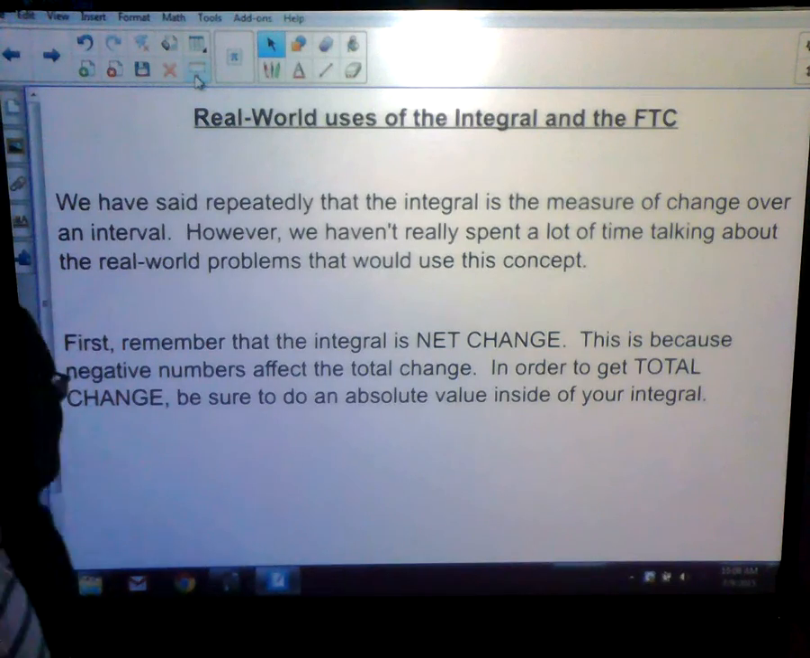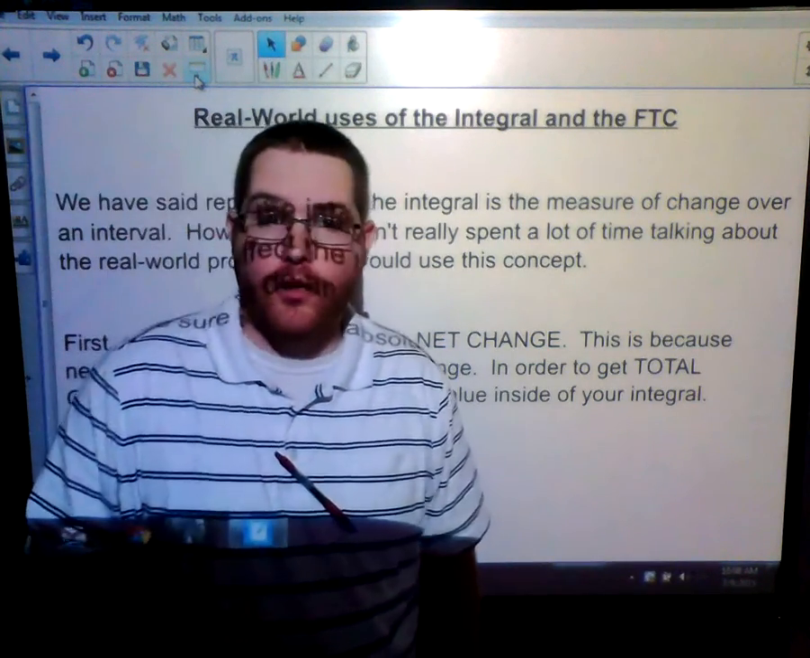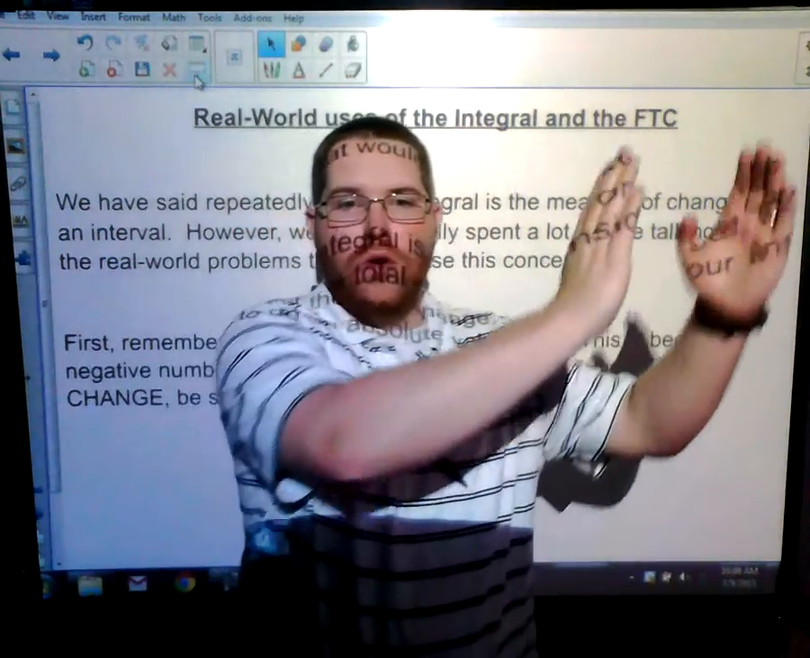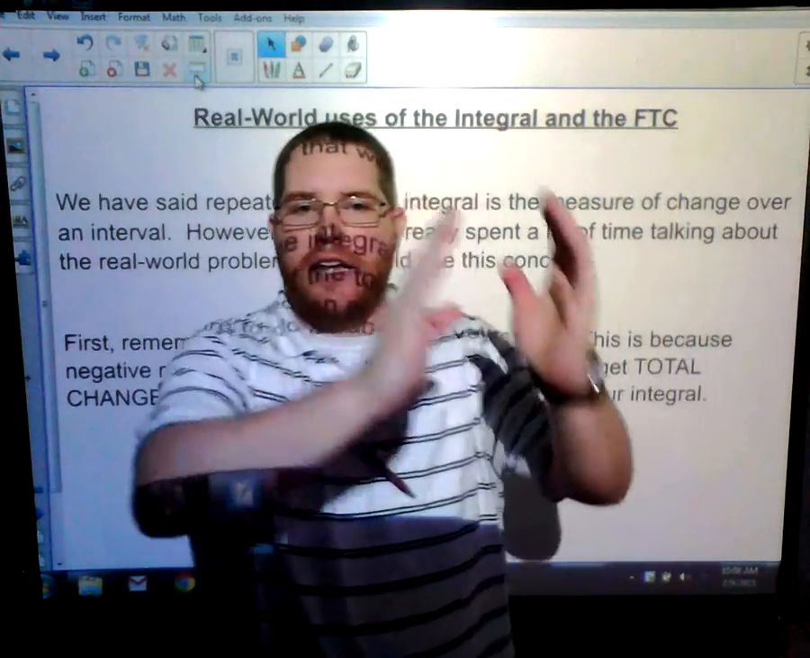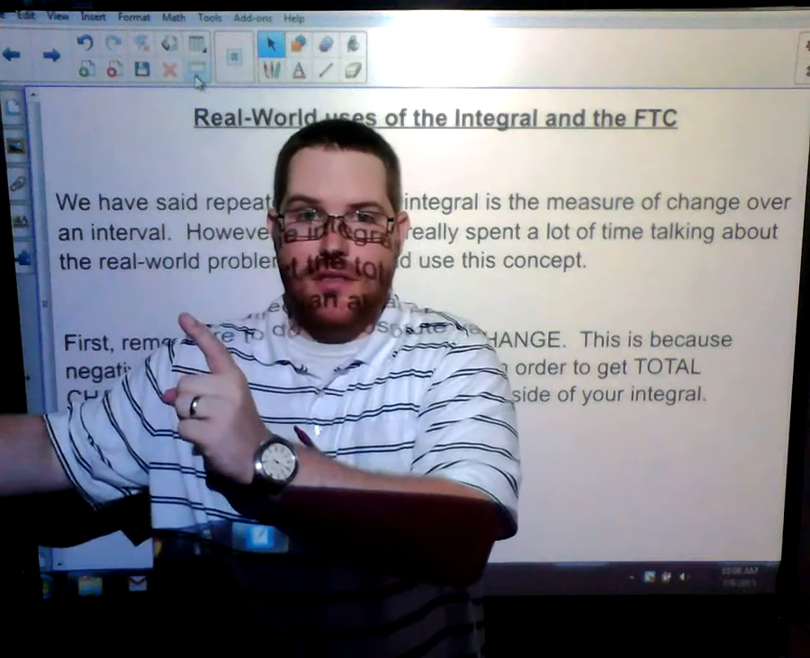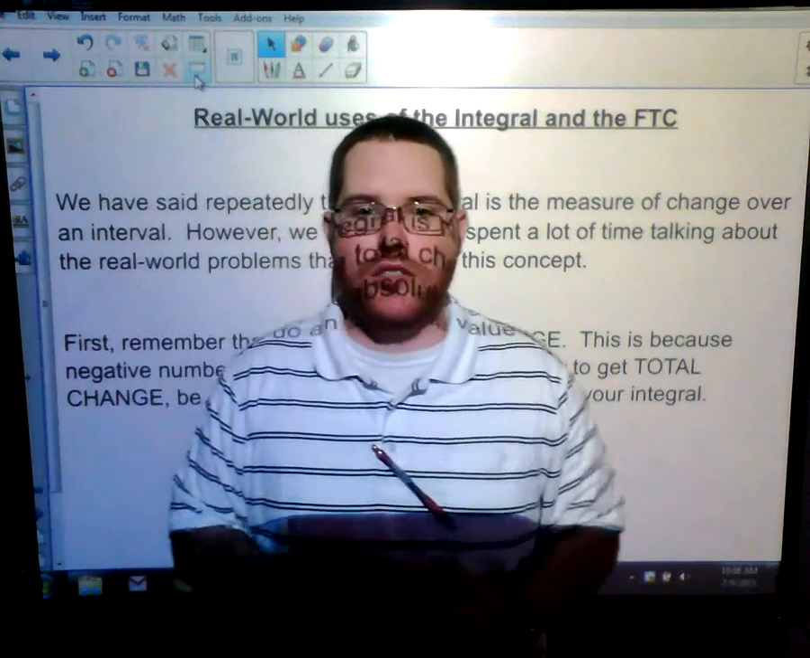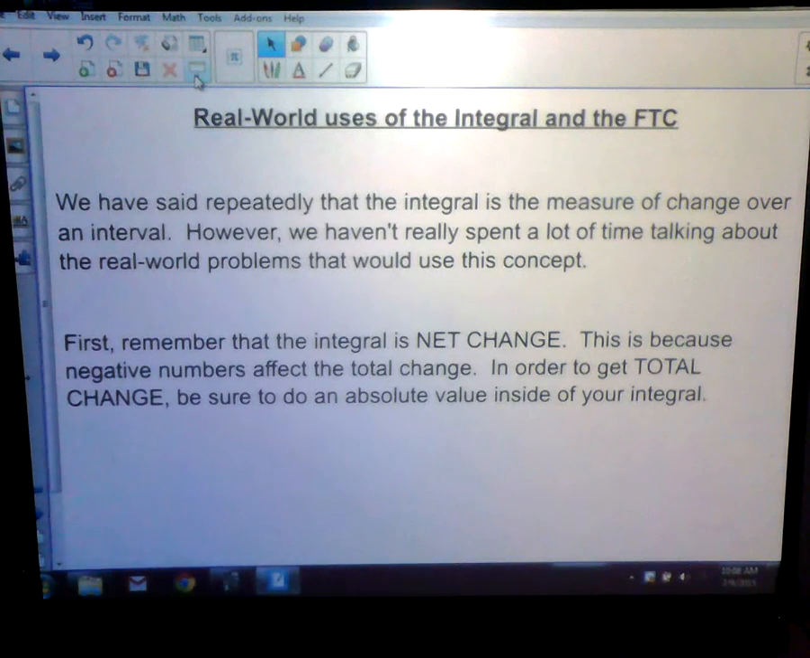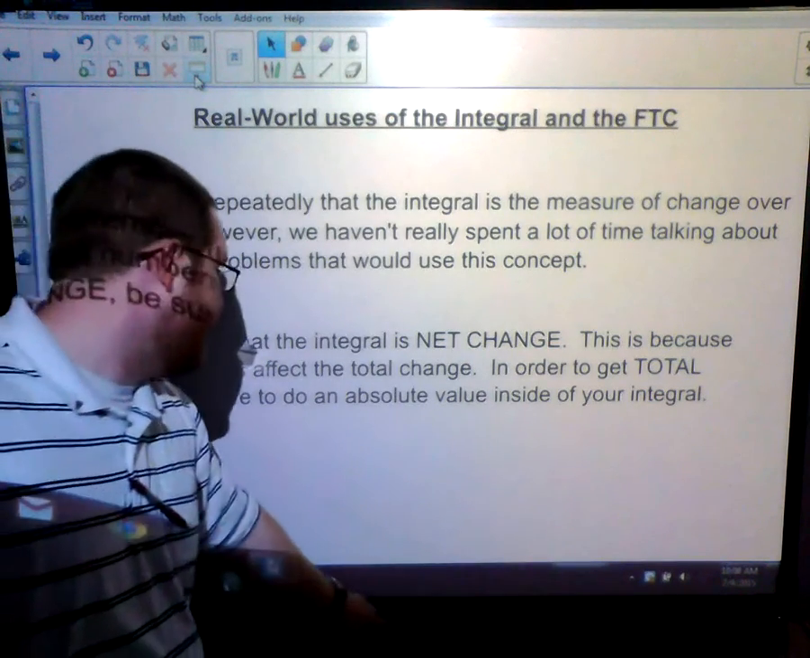What kind of numbers affect net change compared to total change? Negative numbers. Remember, 5 steps forward and then 3 steps back gives you a net change of only 2 steps, because 5 minus 3 is 2. The negative steps affect that. If you want total change, you have to take the absolute value of the integral. So instead of 5 minus 3, it'd be 5 plus 3. Negative numbers affect total change.